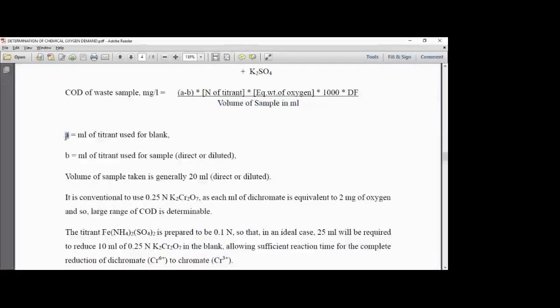So what is A? A is the ml of the titrant used for a blank. So what is a blank? We are going to find out the potassium dichromate utilization for distilled water. So potassium dichromate utilization for distilled water is represented by A, and B is nothing but the potassium dichromate utilization for your sample.